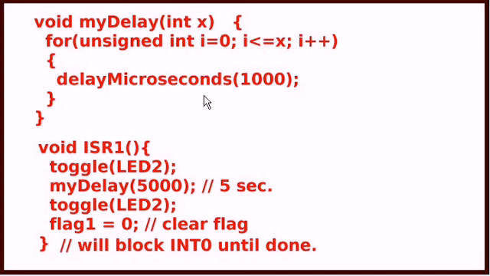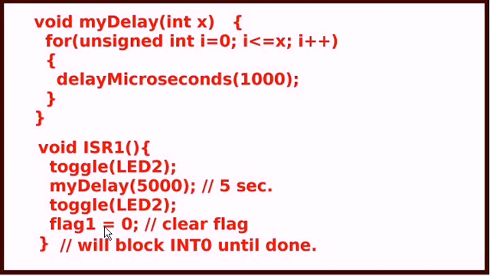And it just loops through and does X number of 1000 millisecond delays. If you look down here in this interrupt service routine, when I press the switch tied into digital pin 3, it will, of course, toggle LED 2 and use my delay and wait around 5 seconds. Then it will toggle it back off.